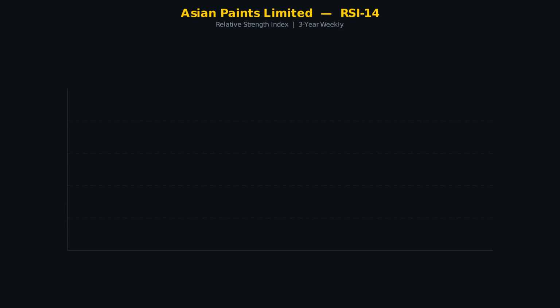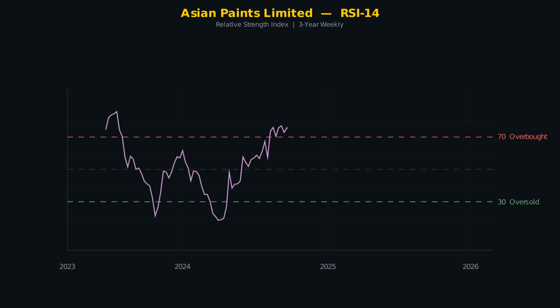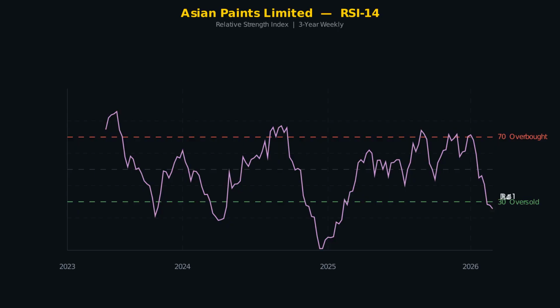Here is the RSI chart for Asian Paints Limited over 3 years. The red dashed line at 70 marks overbought. The green dashed line at 30 marks oversold. The current RSI reading is 25.7. A bounce may be ahead. Oversold conditions often attract buyers.